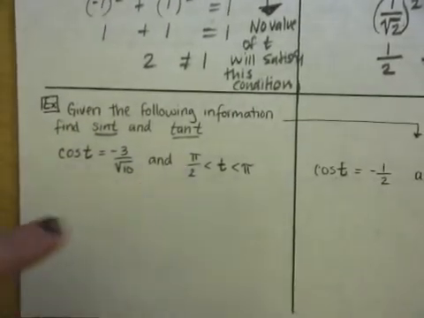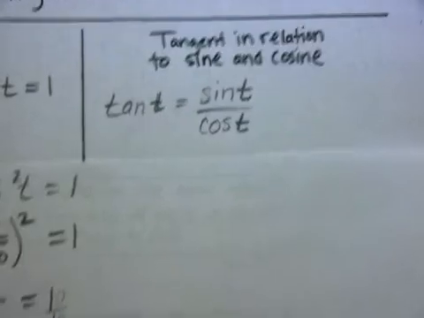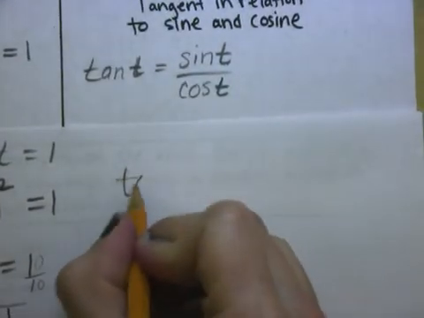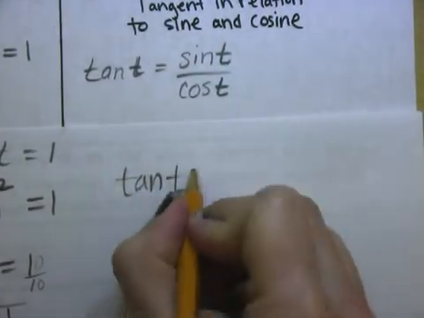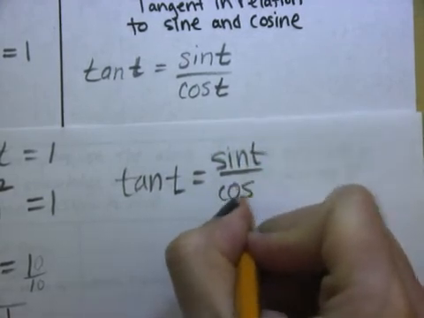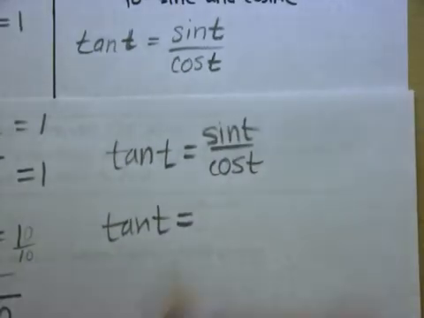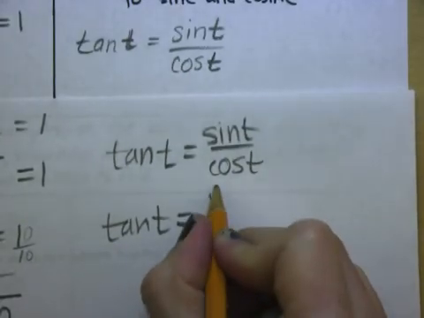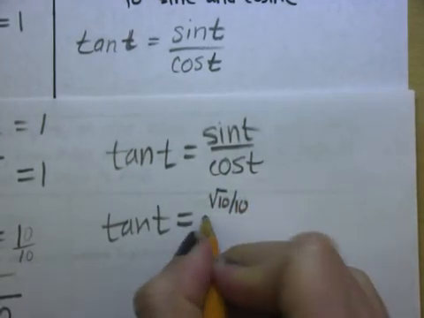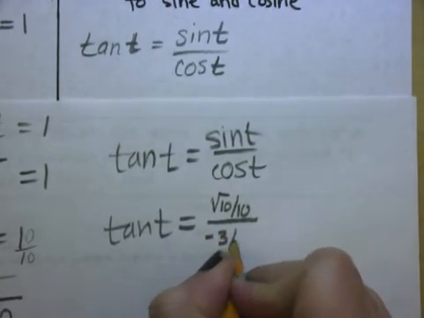Now they also asked us to find the tangent of t, but the good news is, guys, tangent can just be looked at as sine over cosine. So in this case, tangent of t is just going to equal our sine of t over cosine of t. So we have sine was root 10 over 10. Cosine was the value that they gave us, negative 3 over root 10.